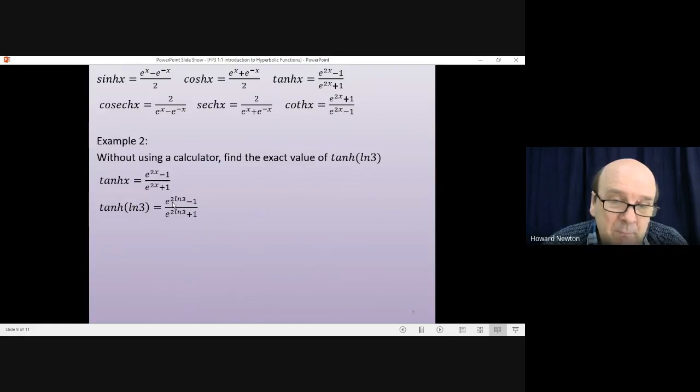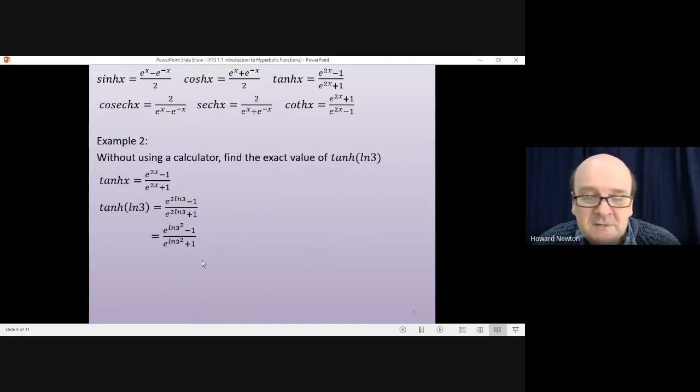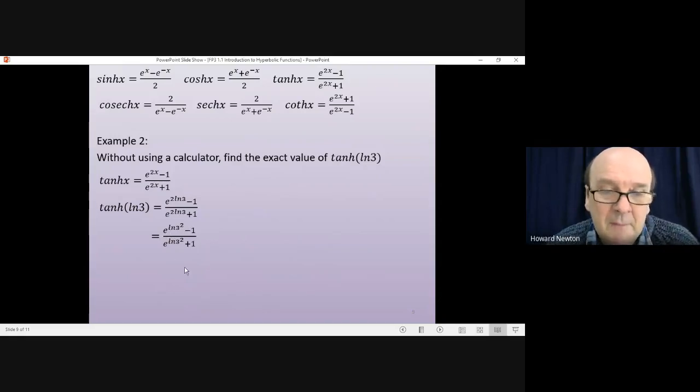this 2 here. And we change the 2 into a power using one of the rules for powers, and that gives us e to the log 3 squared on the top, minus 1, and e to the log 3 squared plus 1 on the bottom of the fraction. And the reason for doing that is it brings the e and the natural logarithm together, and because they're inverse functions to each other, they essentially cancel each other out.